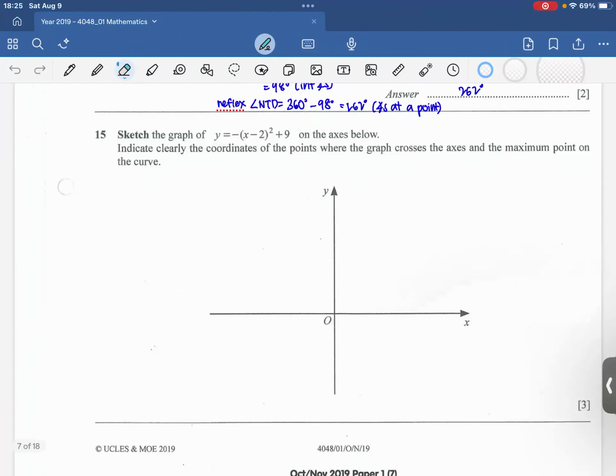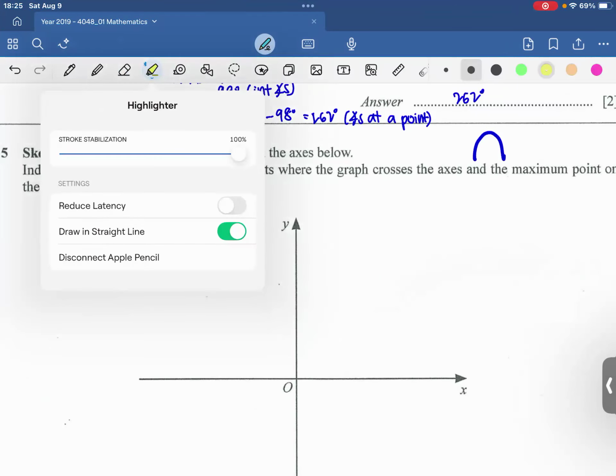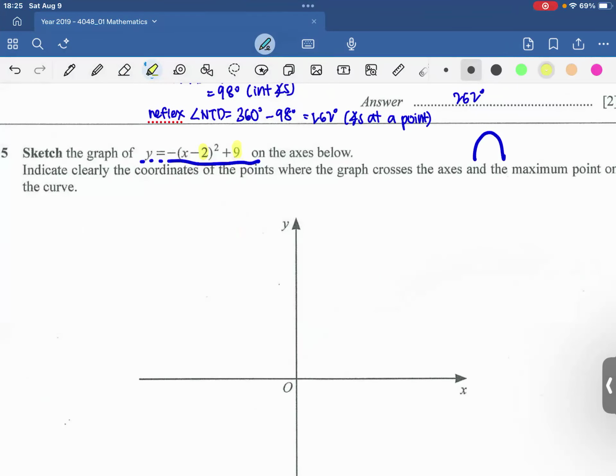Today we're going to be doing question 15. So let's start reading the question. They want us to sketch a graph of this given over here on the axis below. So we know that it is a set curve because of the negative in front. And then based on what we have here, our turning points are 2 and 9.